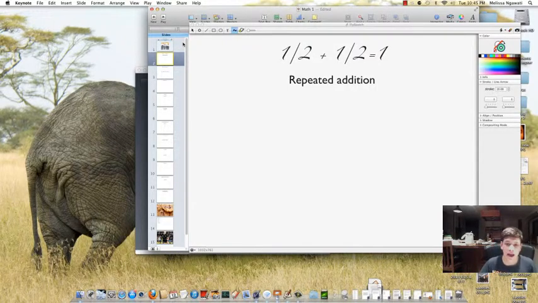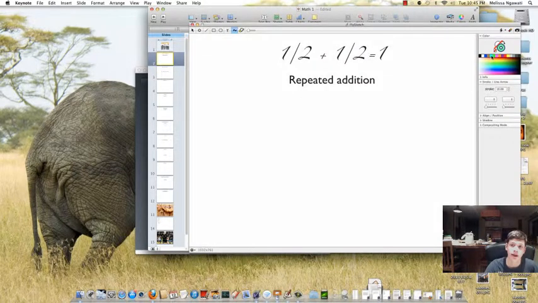1/2 plus 1/2. It's not the hardest question, but it is a great way to start off our understanding for multiplying fractions. 1/2 plus 1/2 is also known as repeated addition. This means it is the same fraction repeated. As you can see here, 1/2 plus 1/2.